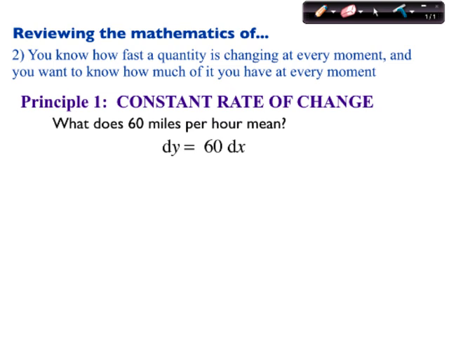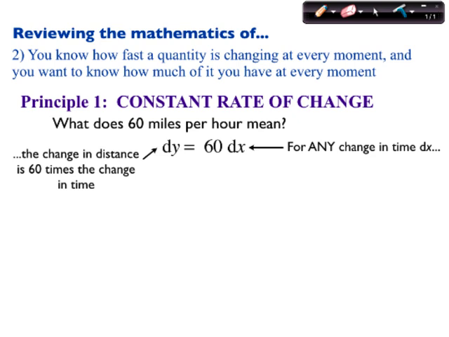So yes, you go 60 miles every hour, but you know a lot more than that. In order to do what we're doing, you need to know that for any change or variation in time, the change in distance is 60 times that change in time, with the change in distance in miles. This whole journey we're on in the first week, this is the core principle. This is what it's all about. It's all based on this.